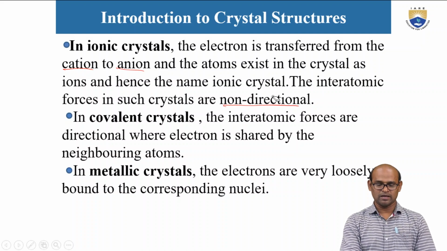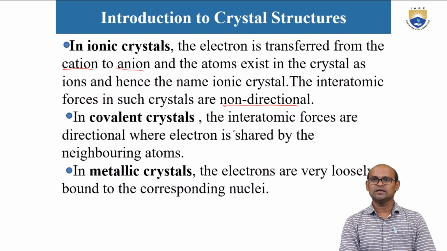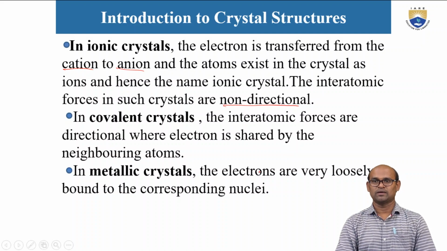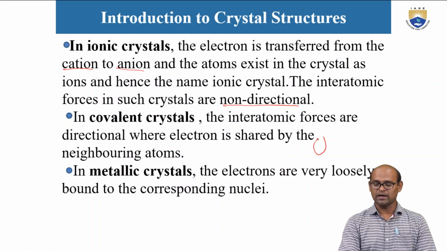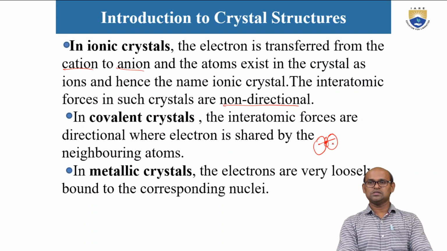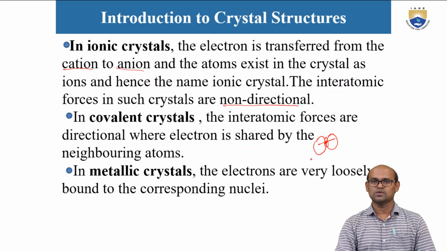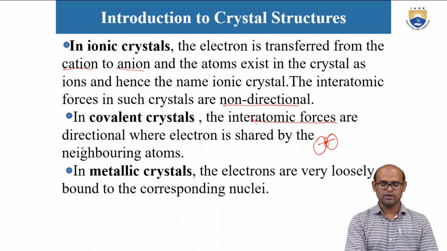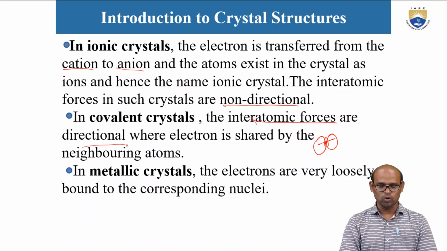Coming to the second one, covalent crystals. In a covalent crystal the atomic forces are directional, where the electron is shared by the neighboring atoms. If there is one electron that is shared by this atom and this atom, they are going to share the electrons. Such kinds of crystals, with sharing of electrons between two atoms, are called covalent crystals, and the interatomic forces are directional in covalent crystals.